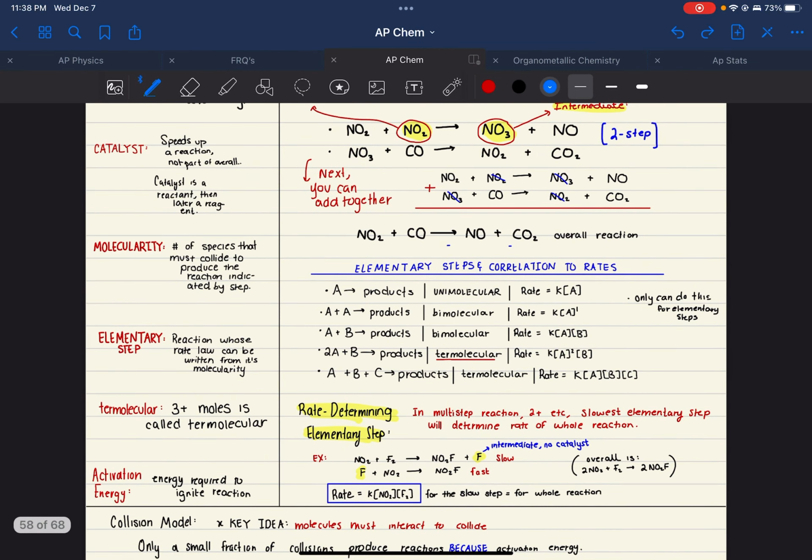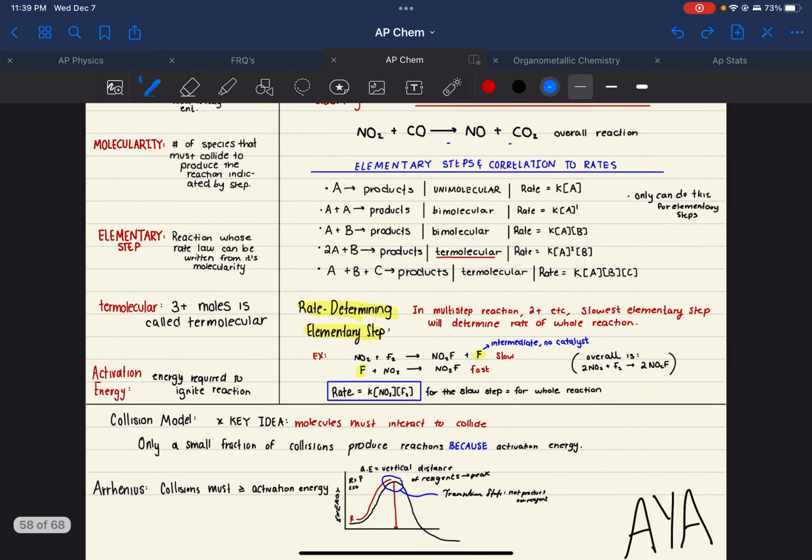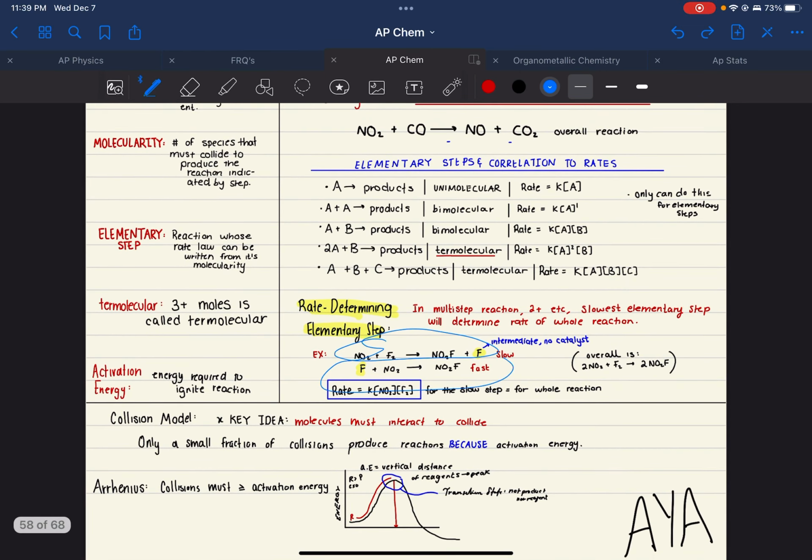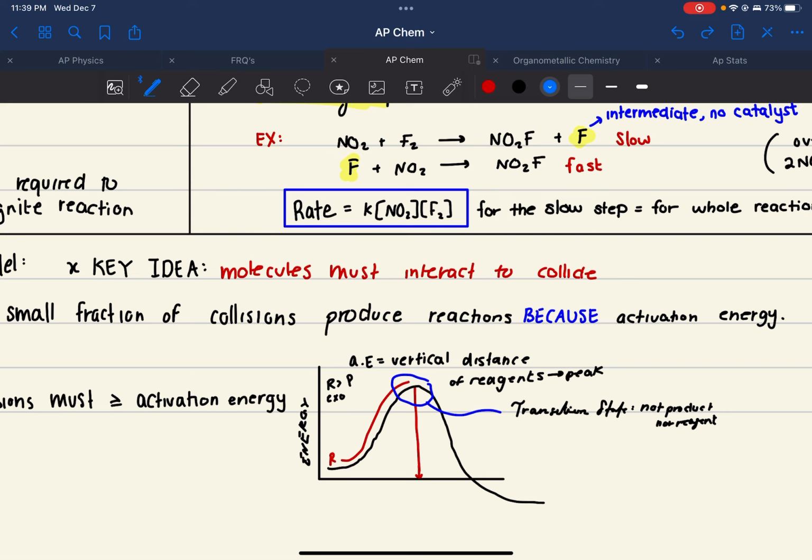Molecularity: the number of species that must collide to produce the reaction indicated by the step. That's pretty straightforward. Elementary step. These are elementary steps. This is the only method you can use to look at the coefficients. The only method. Only.